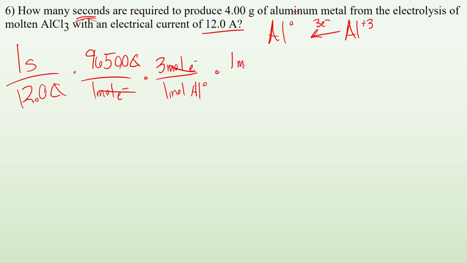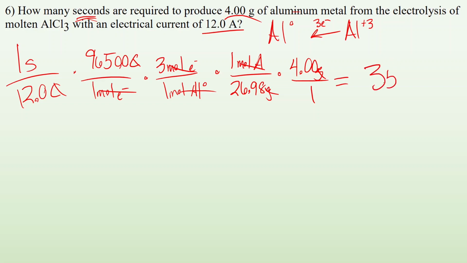I know 1 mole of aluminum is, let me look up the GFM, it's 26.98 grams. My moles of aluminum cancel out, and now I got seconds per gram. Well, now I got to times it by 4.00 grams from the problem. Grams cancels out, I'm left with seconds, so I pick up my calculator and I beep bop, boop, and I end up with 3,580 seconds. That's how many seconds it would take under those conditions to make 4 grams of aluminum metal.